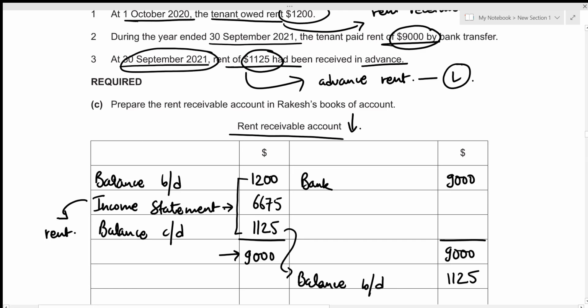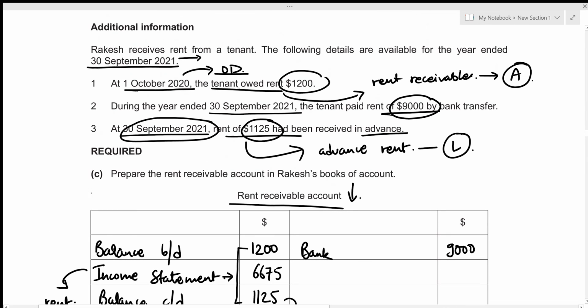So we can actually figure out the amount to be recorded in our income statement in another way. Okay, what we know is that the tenant owed rent 1,200, right? So this should be paid in this particular year. So this payment of 1,200 is actually recorded in this payment made of 9,000, right?